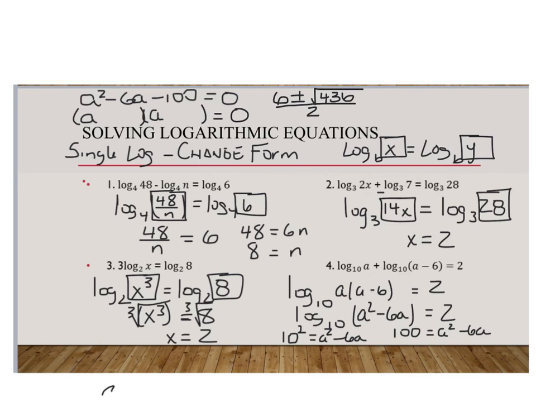That gives me a solution of 13.4 approximately. And then if I do the subtraction, 6 minus the square root of 436, that gives me negative 7.44, or 7.4. Now, plugging these back in, if you put negative 7.4 in for a, you cannot take the log of a negative number, so that would be an extraneous solution. So 13.4 would be your only solution.